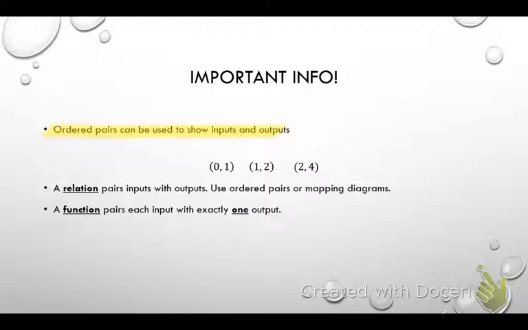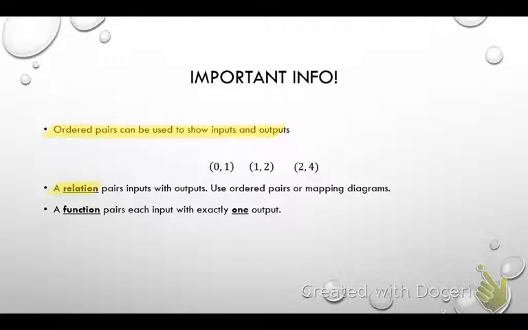And then two main definitions that you need to know. A relation pairs inputs with outputs. It's literally, if I said make up 5 ordered pairs and write them on your paper, you just wrote a relation, okay? So a relation really is just a set of ordered pairs together, okay? In order for it to be a set, it needs to be 2 or more, okay?